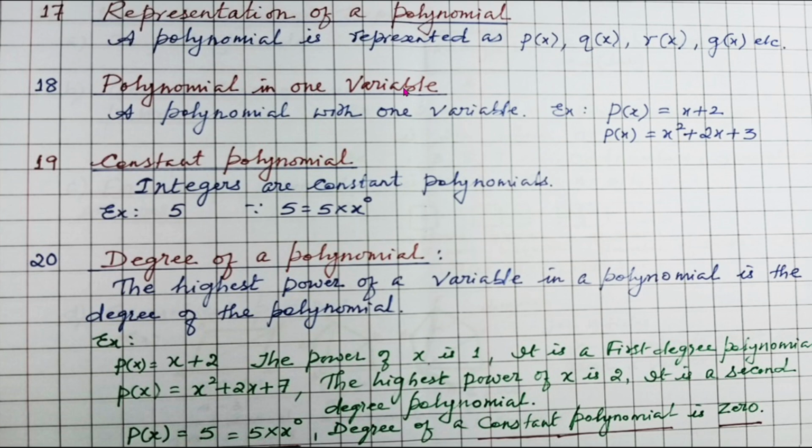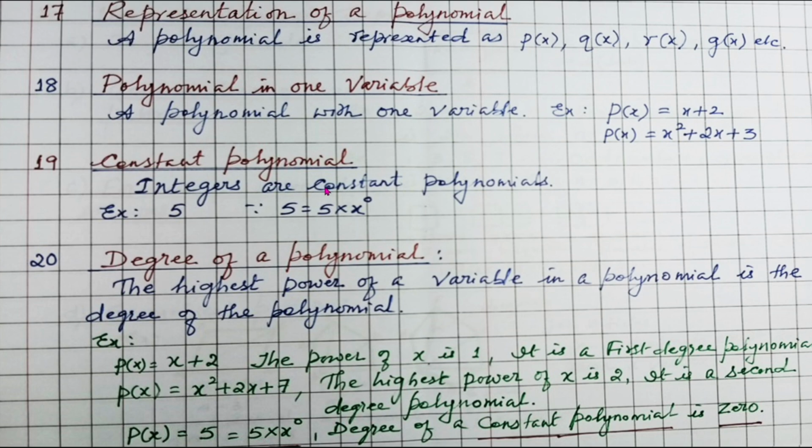A polynomial in one variable. Now when we write a polynomial p of x is equal to x plus 2, there is only one variable, therefore it is a polynomial with one variable. If I write p of x is equal to x square plus 2x plus 3, again x square and 2x, there is only one variable here. That is what is called as polynomial in one variable. So any polynomial with only one variable is a polynomial in one variable.